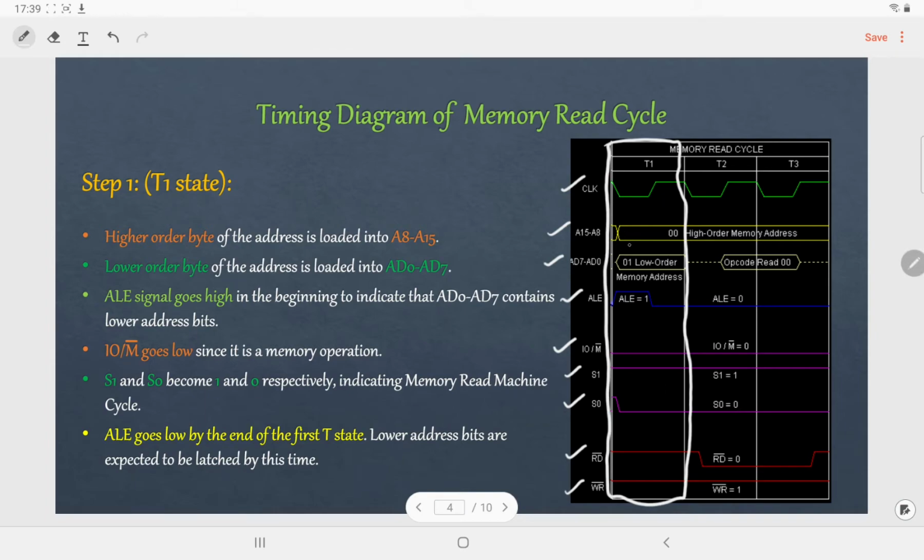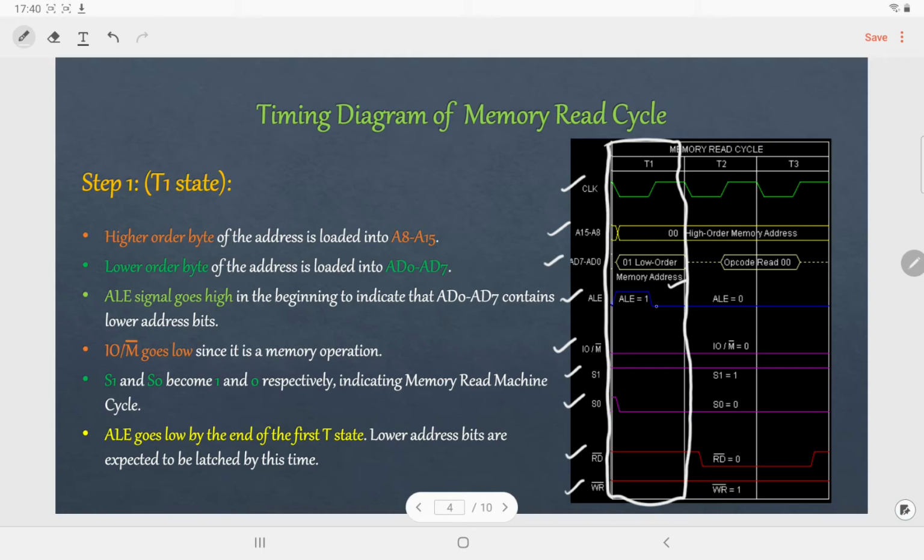For the first T state, the higher order byte of the address is loaded into A8 to A15, that is our address bus, and the lower order byte of the address is loaded into AD0 to AD7, and then the ALE signal goes high at the beginning of the first T state. It confirms that for the first T state AD0 to AD7 will contain the address, and later on it will be available for carrying the data.